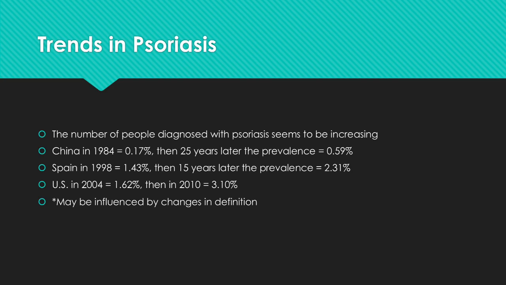The same thing happened in the United States. In 2004, prevalence was 1.62%. Then in 2010, the prevalence was 3.1%. But these trends may be influenced by changes in definition and diagnoses.